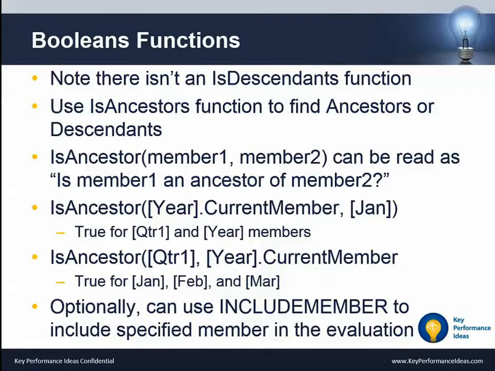So one thing to note with these Boolean statements is there is no is descendant function. So to determine if something is a descendant of something, you would use your is ancestors function to find the ancestor or the descendant. So is ancestor member 1 comma member 2 can be read as is member 1 an ancestor of member 2. So example, is ancestor the current member of year January?